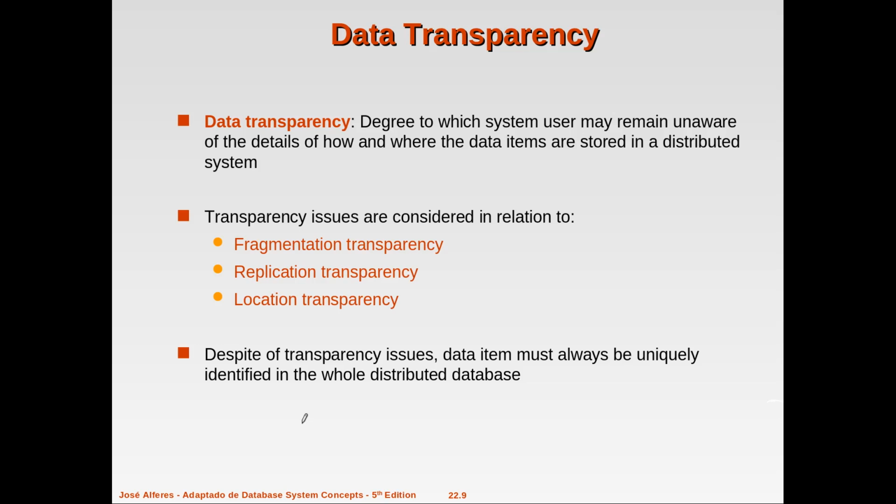Now the third property of distributed databases. First of all, we discussed replication. Second, we discussed fragmentation. Now the third feature of distributed databases is data transparency. What is the meaning of transparency? It is the degree to which a system user may remain unaware of the details of how and where the data items are stored in a distributed database system.